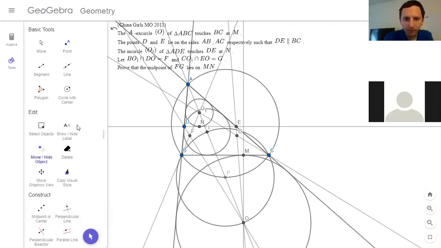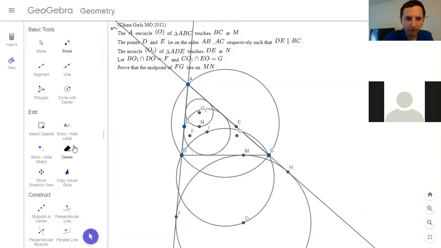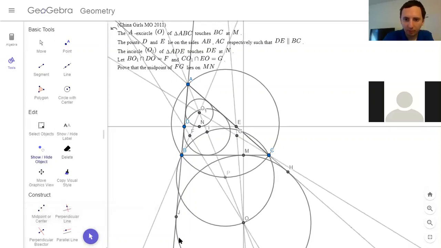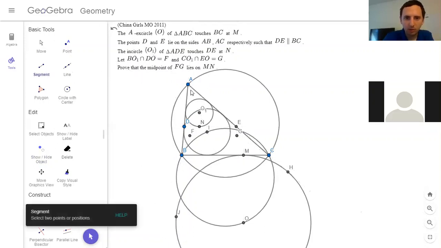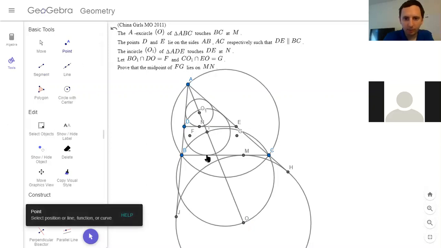Actually, let me just keep this for a second so I can draw these points, and then I'm going to hide it. Okay, so let's draw in all this stuff again. These are all collinear. DE is parallel. I'm going to draw this point now.